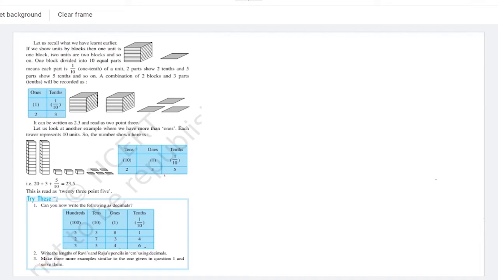Okay, the next question. Make 3 more examples similar to the one given in question 1. You have to make 3 more examples like this and do. So that is your job. You have to do. Okay. You can take any 3 numbers and you can do.